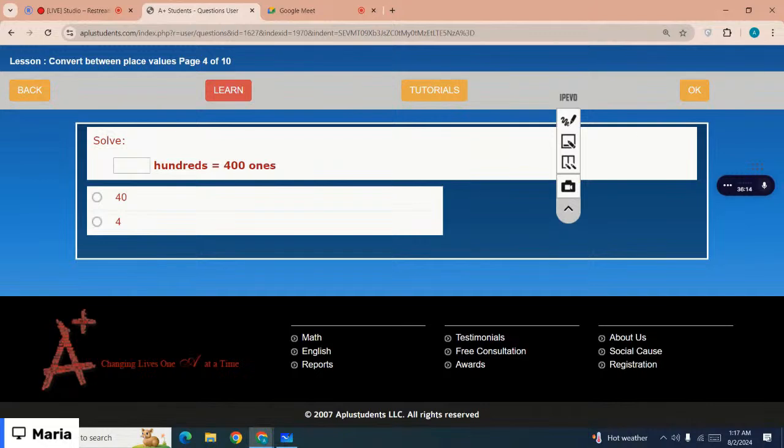400 ones equal how many hundreds? The correct option is 4. 400 ones you have. So that is 4 hundreds. The correct option is 4 hundreds.